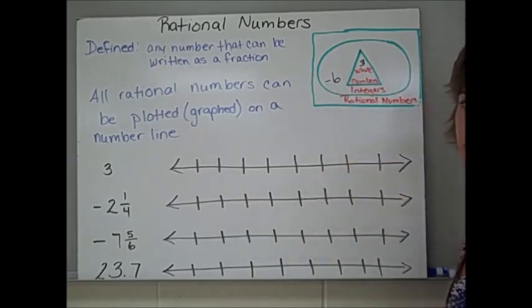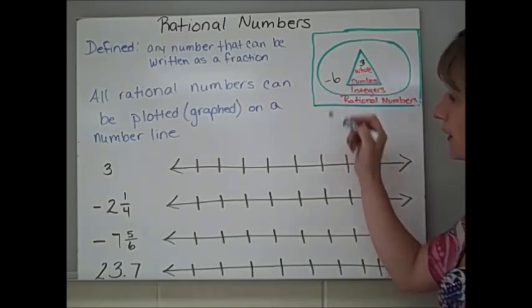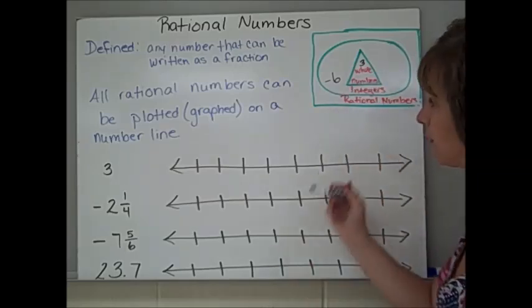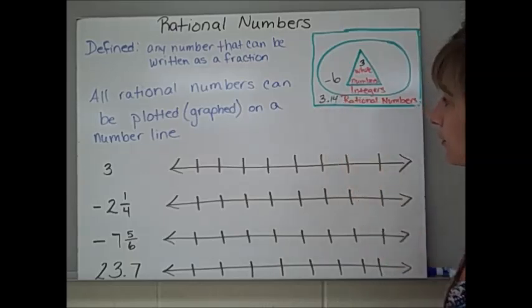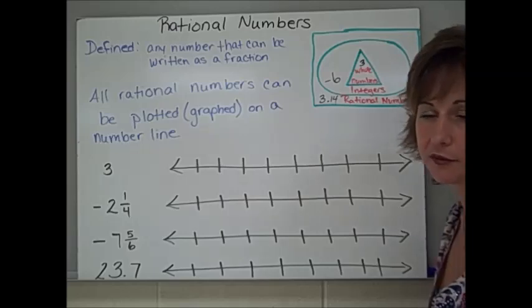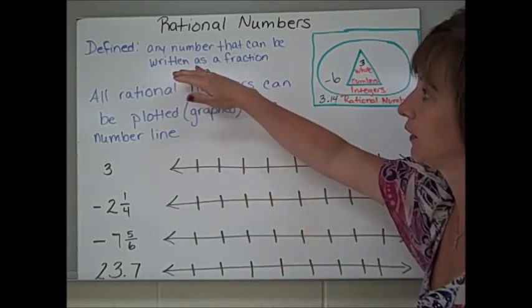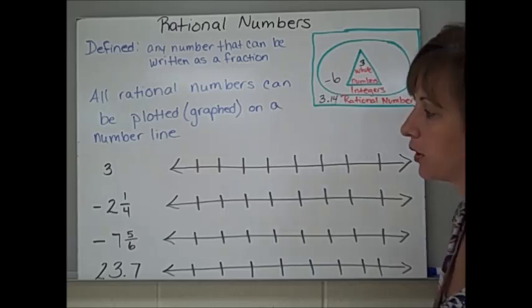-6 is a good example for here because it's not a whole number, but it is an integer and it is a rational number. And today we're going to talk about numbers that have something after them. Rational numbers are numbers with decimals, fractions, because we know that you can convert all fractions to decimals. So how do you plot them?